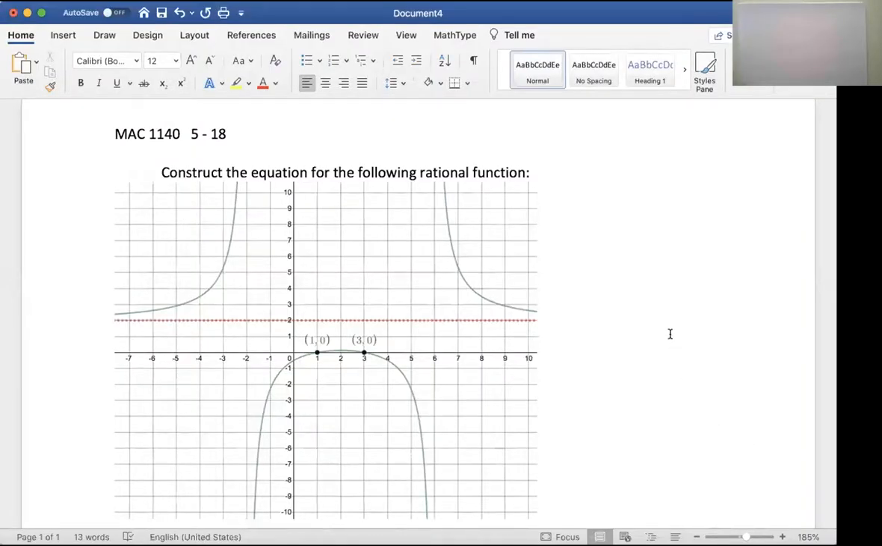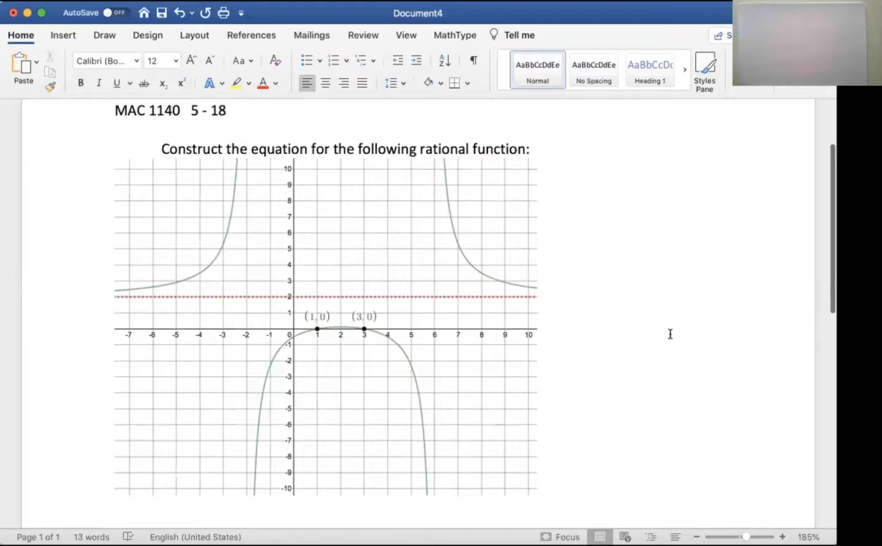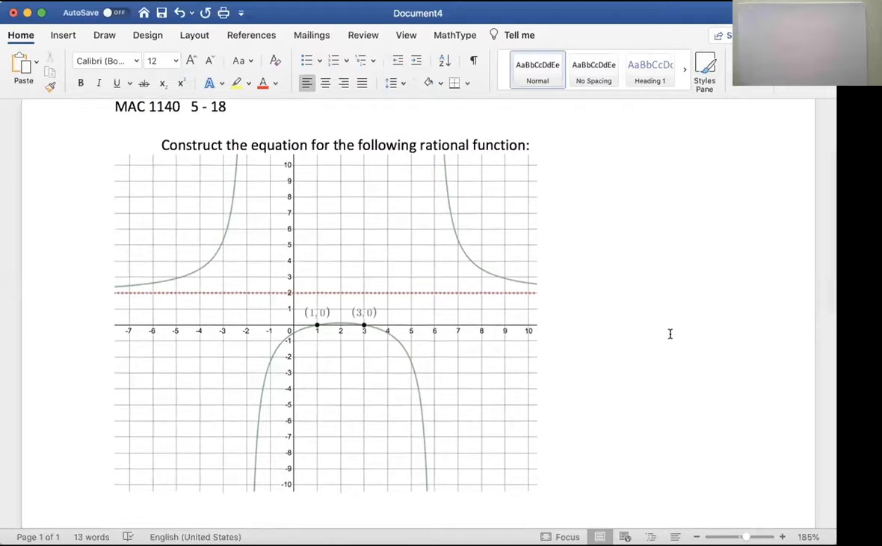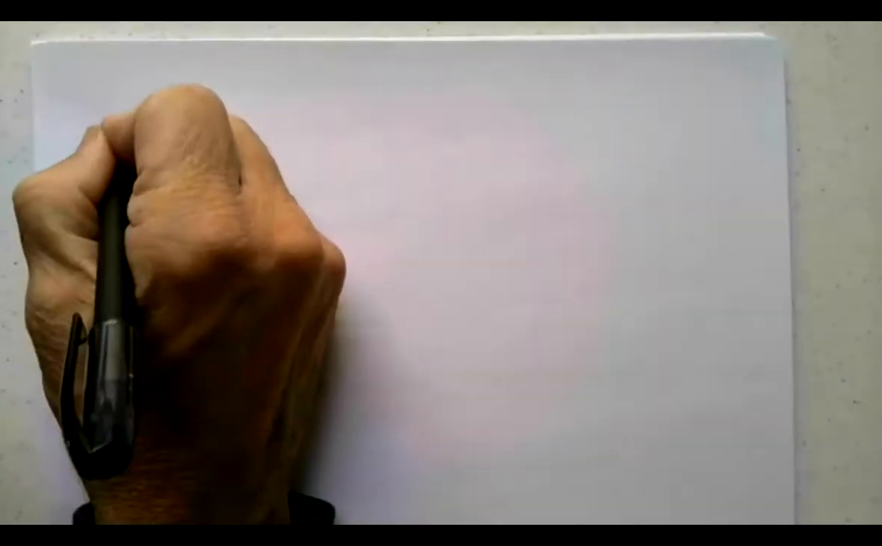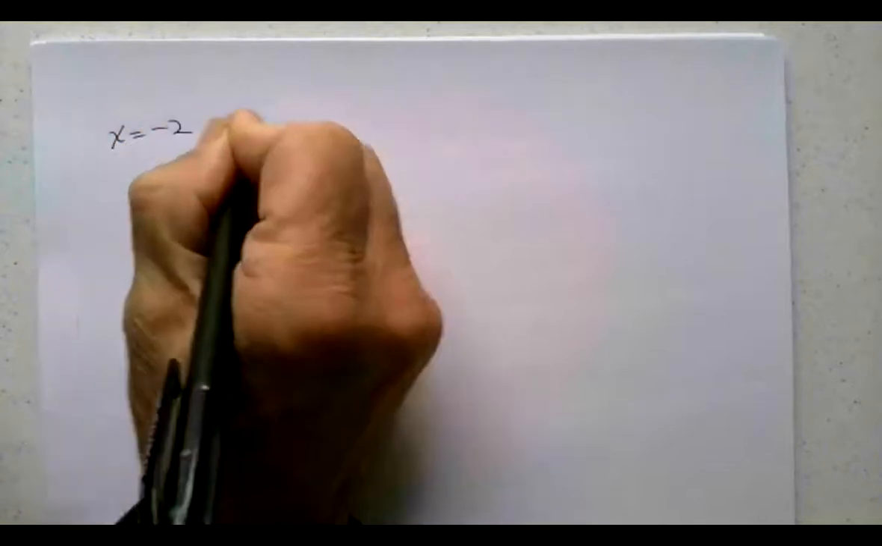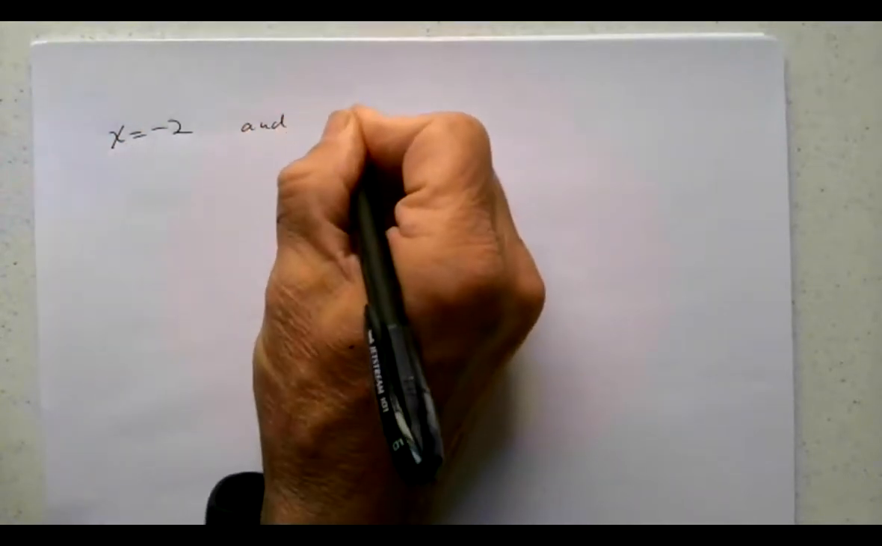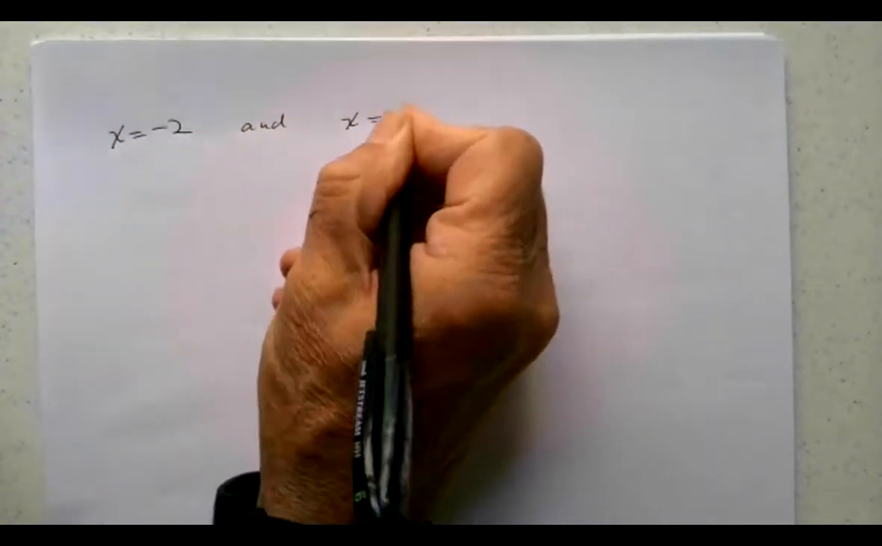So this one, we want to construct the equation for this rational function. So what do we see? I have a vertical asymptote at x equals -2 and at x equals 6. X equals -2 and x equals 6.